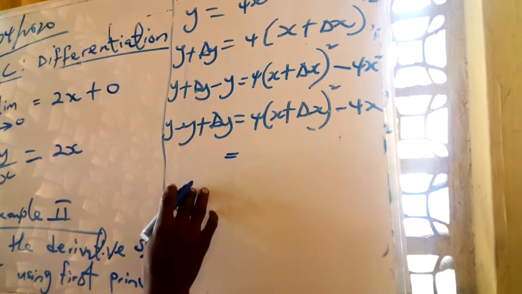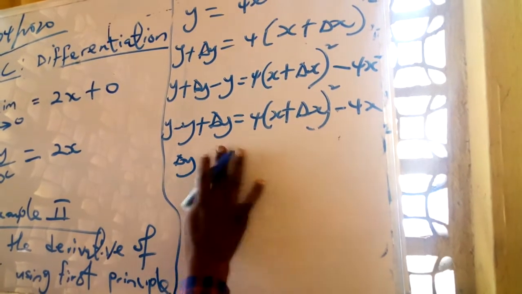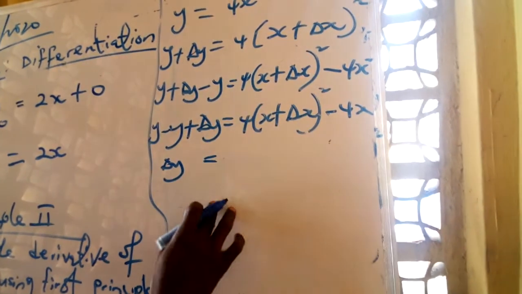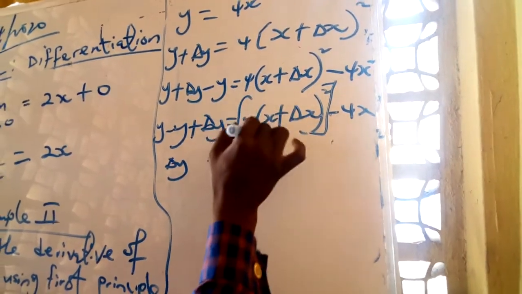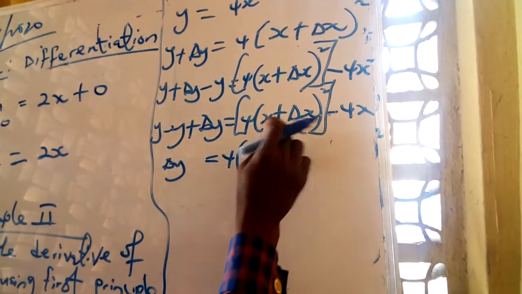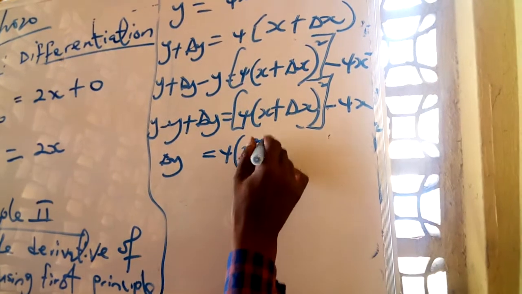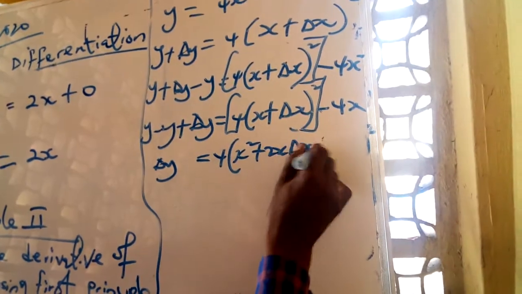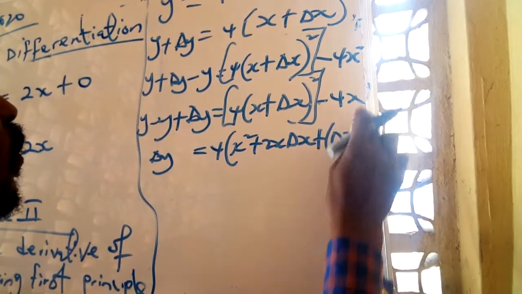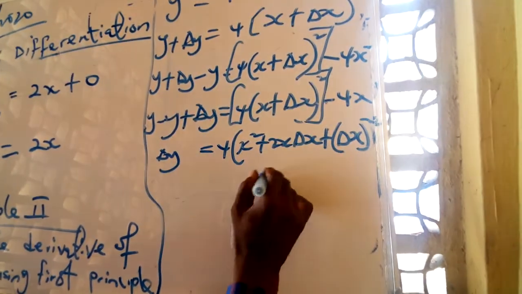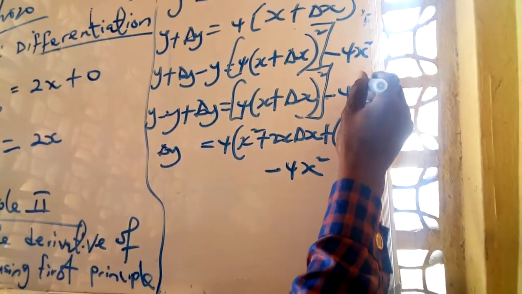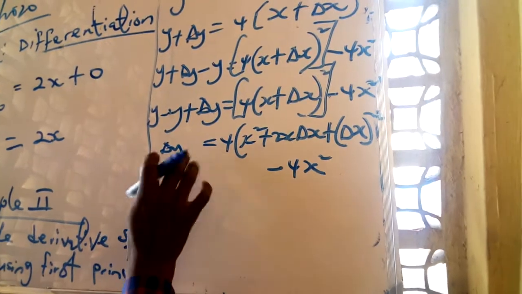Expanding this, what will you have? This one becoming delta y, which is equal to what? Expand this first before we now talk of expanding the 4. That means all these are in brackets, so 4 open bracket. Let's expand this. When you expand this, you have x squared plus 2x delta x plus delta x squared. Do you agree? Then minus 4x squared, since that is the initial question given to us.